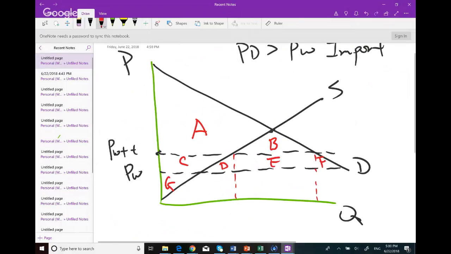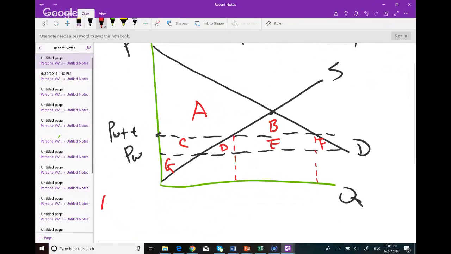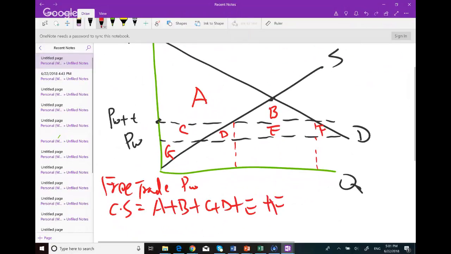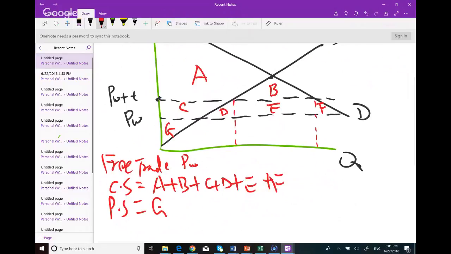All right, so with no tariff, I'll just call it free trade, that sounds better. Free trade, which means no tariff. So with free trade, your price is PW, that's your world price. And then your consumer surplus with free trade will be area A, B, C, D, E, and F, basically the whole big triangle on top. Producer surplus is area G.